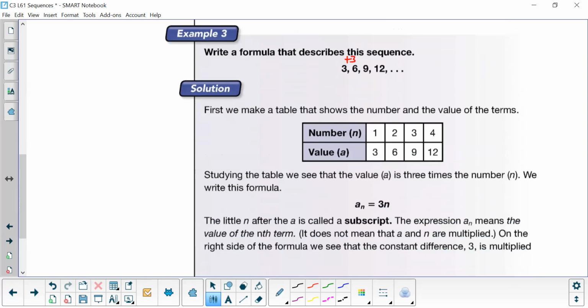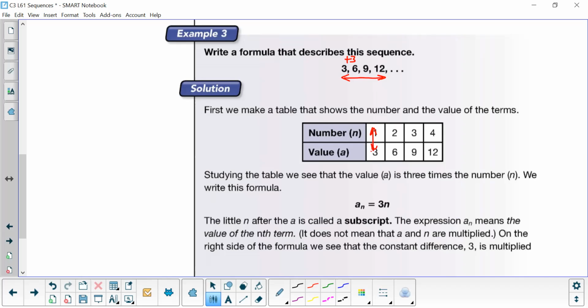I'm adding 3, so that's just the sequence. But that's not what we're using in our formula. In our sequences, we're always looking to the next number, looking left and right. When we write our formula, we're looking at what am I doing with my n to get to my a? What am I doing to my term, the position number, to get the value? So I'm looking vertically to create the formula.